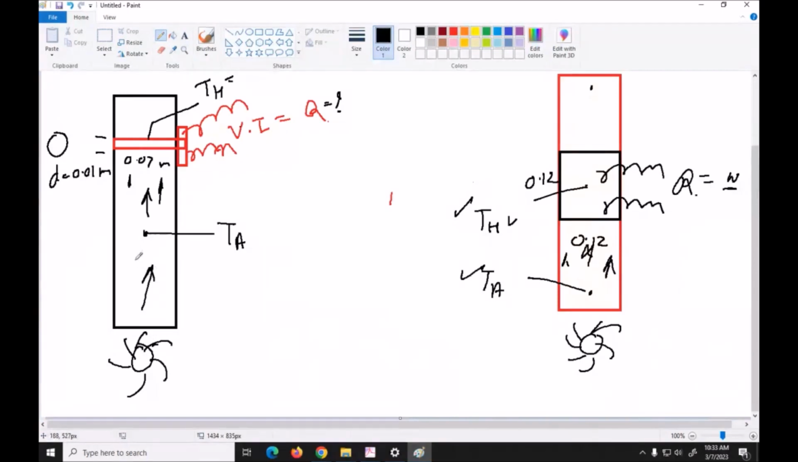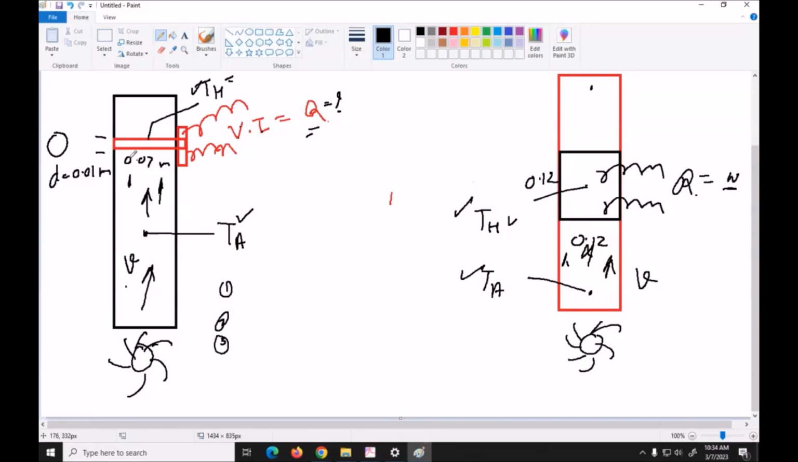Now, due to the fan, the air is forced, meaning it has velocity, so we have to change the velocity. This is another variable. We vary the velocity 1, 2, 3, and we can measure the temperatures TA and TH. Our observation table consists of voltage, current, then velocity, and then TH and TA. Here our controlling parameter is velocity.